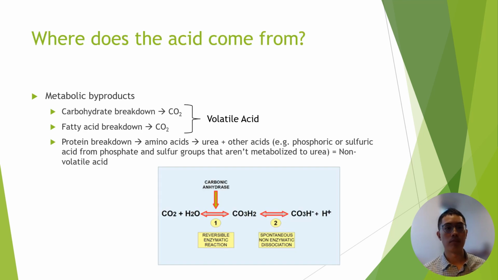Let's first start by recalling where all this acid that we have to get rid of actually comes from. Acid is generated as a byproduct of our nutrient metabolism. As you recall, carbohydrates and fatty acids are generally broken down into carbon dioxide, and when excess amino acids are broken down, they get converted into urea and other acids such as phosphoric and sulfuric acid. Carbon dioxide is considered a volatile acid since it can be excreted as a gas, unlike sulfuric and phosphoric acid, which are non-volatile acids and cannot be excreted as a gas.